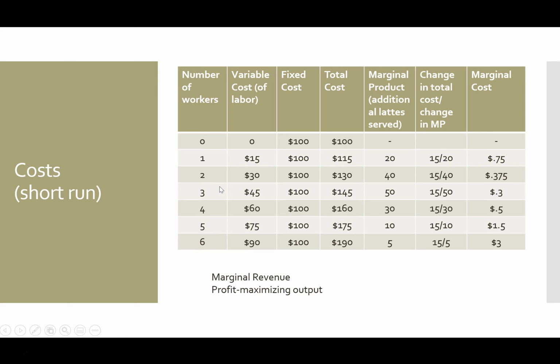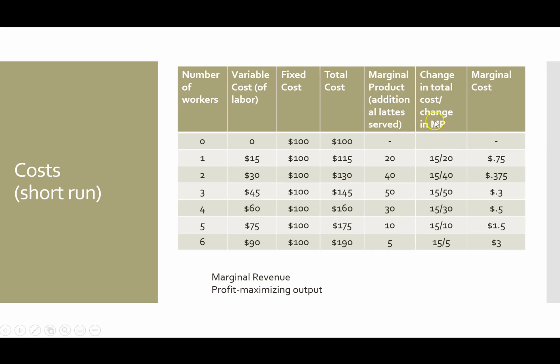So in our short-run production, we do have some sort of fixed cost. I just said, okay, how about $100 for keeping the restaurant in existence for 1 hour? You could either be closed for that hour, it's still going to cost you $100, or you could hire however many workers you want. I've picked out $15 an hour here. And then you just add the variable cost and the fixed cost up to get your total cost. Very, very simple. We've got our marginal product numbers here.